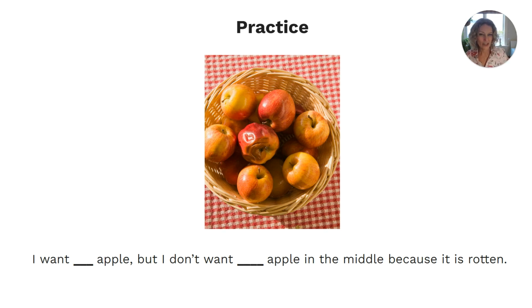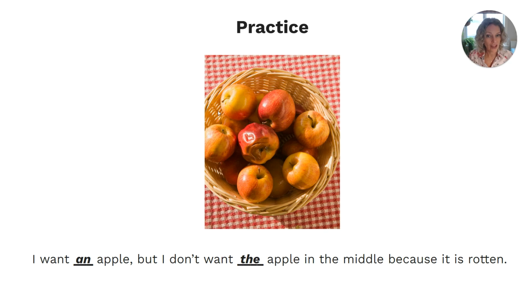So what do we need to put in the first blank? We need to put an, because I'm interested in having an apple. Any apple will do at the beginning. And we're using an because apple starts with a vowel sound. But I don't want the apple in the middle because it's rotten. So here I'm referring to a specific apple in this context of apples.